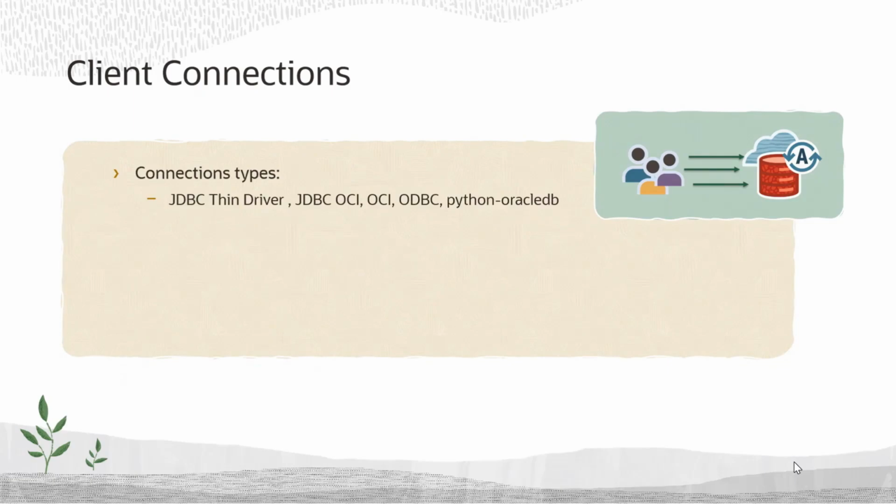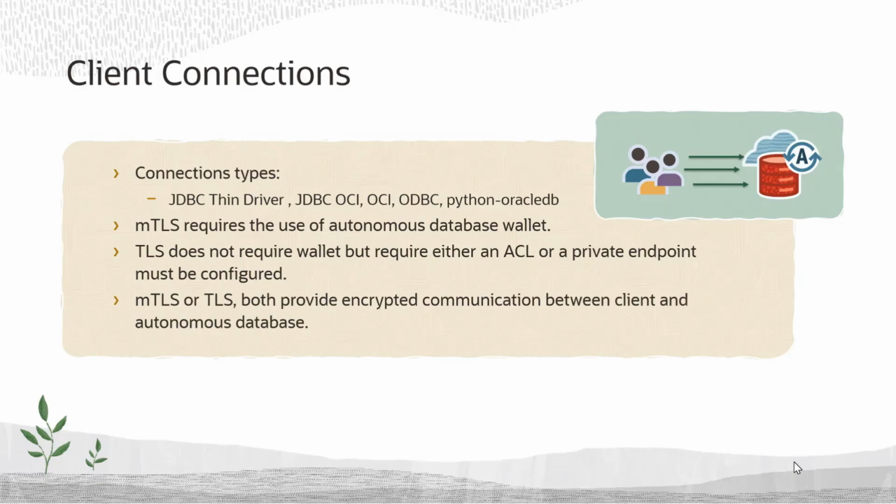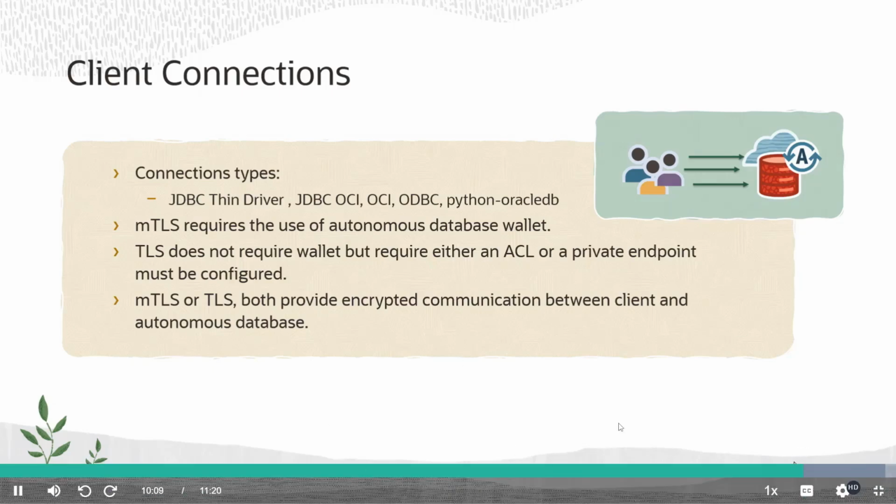The supported connection drivers include JDBC Thin driver, JDBC OCI, OCI, ODBC, Python oracledb. For MTLS-based connections, you must download the credential file into the client machine and set the configuration before you can connect to the Autonomous Database. For TLS-based connections, you do not need a wallet file, but as a network access prerequisite, you must either define an access control list or a private endpoint must be configured for your database.